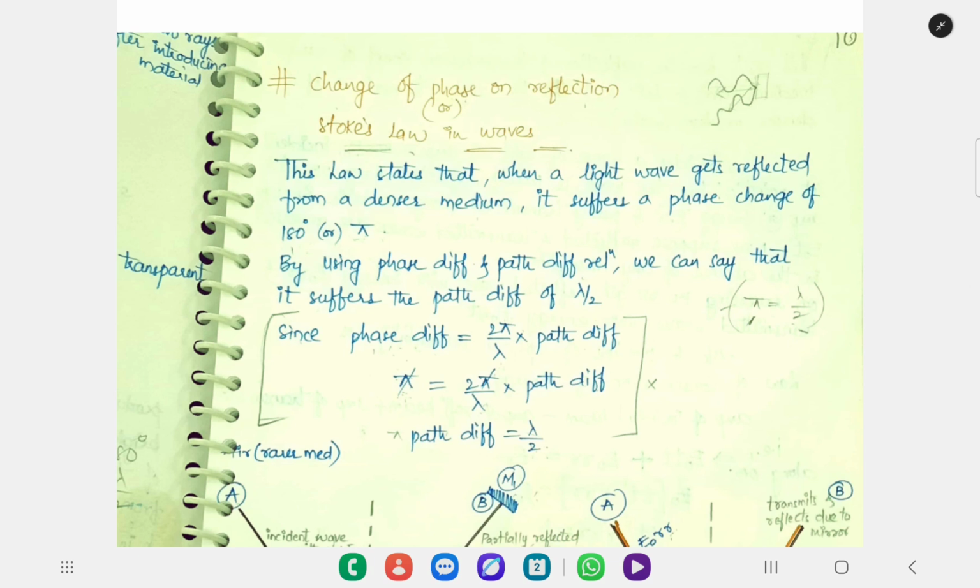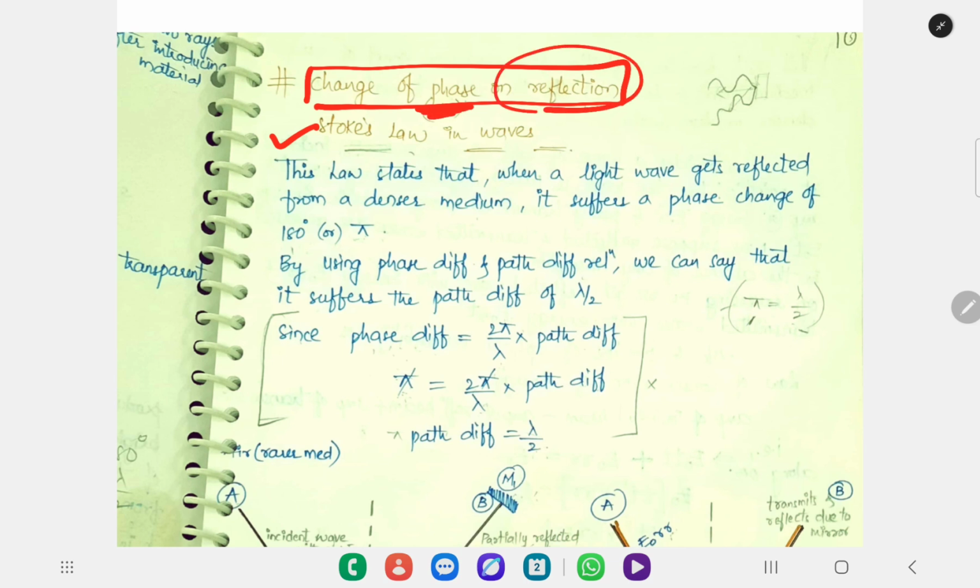The paper name is optics and today's topic that we are going to discuss is change of phase on reflection, or it is also known as Stokes law in waves. So how is the phase changing due to reflection? That is what we are going to see.